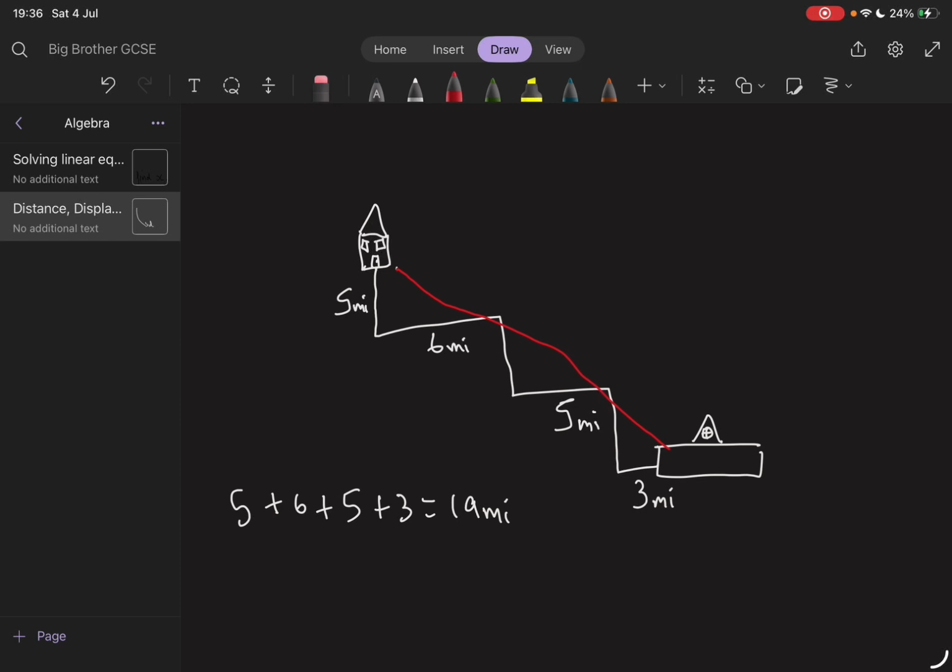Now, to find this value, you can go as far as using Pythagoras, as this is a right angle. But I'm just trying to make you understand that displacement is as if you were to look straight ahead, but you wouldn't follow the road.